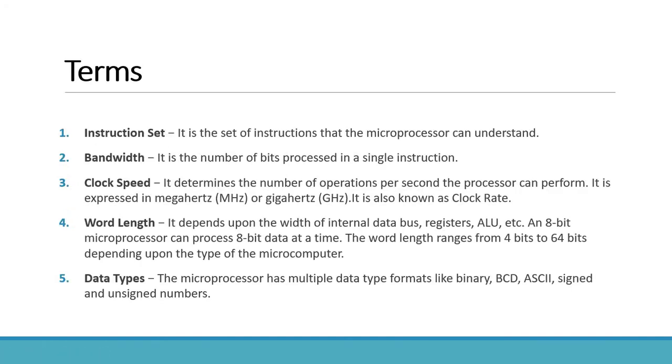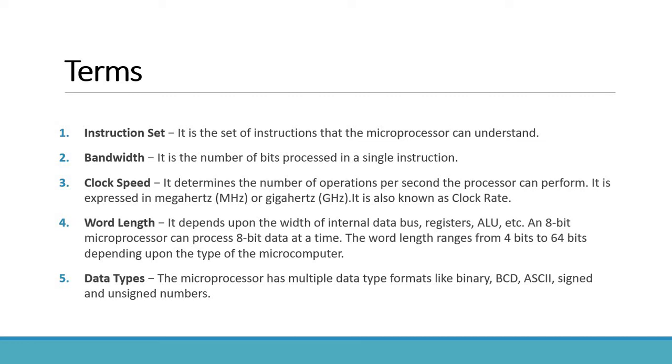There are some terms concerned to microprocessor as well as microcontroller. So let us see them. First, instruction set. It is a set of instructions that the microprocessor can understand. Next, bandwidth. It is the number of bits processed in a single instruction. Clock speed. It determines the number of operations per second the processor can perform. It is generally expressed in megahertz, gigahertz, and also it is said to be clock rate.